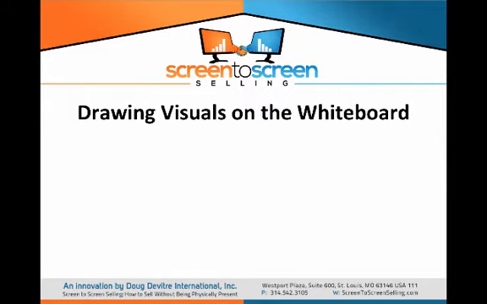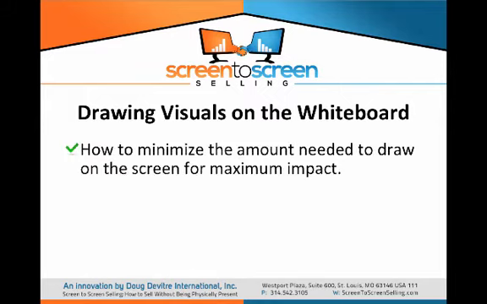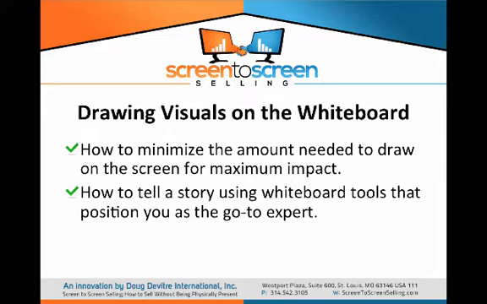Next, we have a module on drawing visuals on the whiteboard. Essentially, when you share your computer screen with somebody else, their screen becomes blank, an empty screen they're looking at. Then it's up to you to draw with a pen, kind of like pen on paper, but now it's pen on screen, so that you follow along with the conversation.